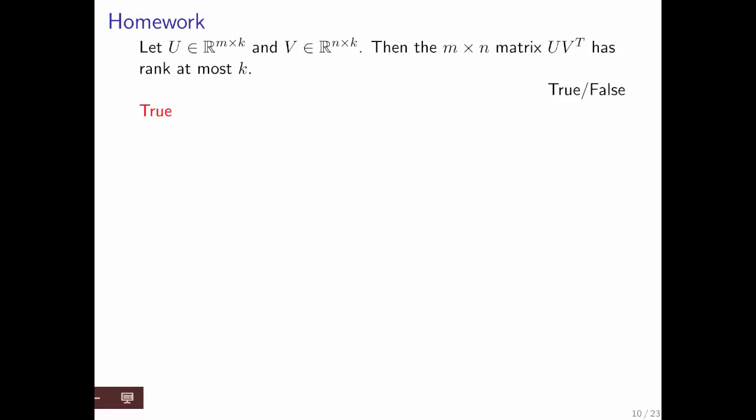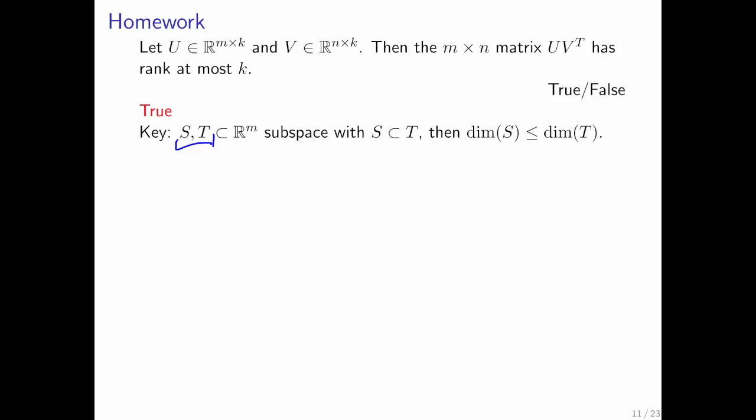So the answer is that it's true. Well, it better be true, because otherwise why have we been calling this a rank K approximation? And this is the key insight. If you have two subspaces of R^m, and S is a subspace of T, then the dimension of S has to be less than or equal to the dimension of T.